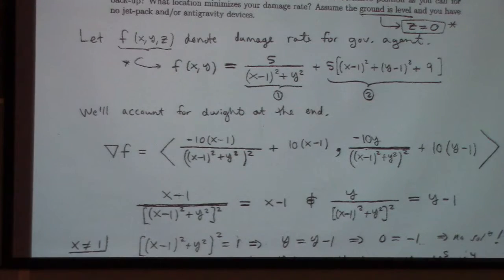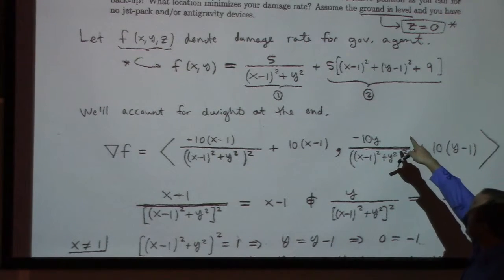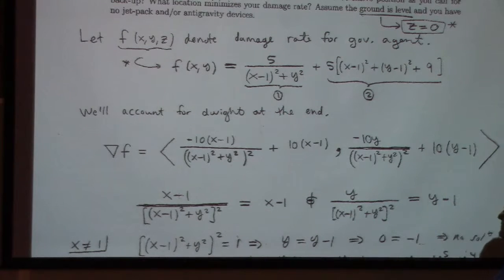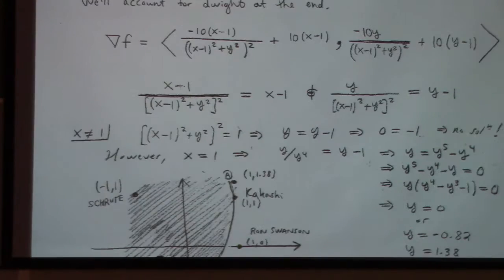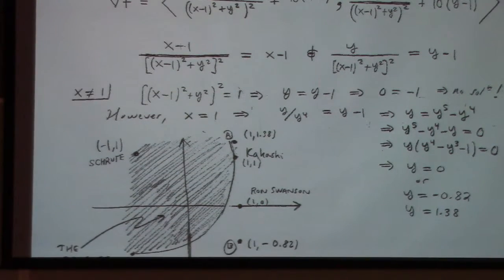So what I have to do is come up with a formula, right? First of all, forget about Schrute. It's kind of a discrete thing, right? He's either inflicting damage on you or he's not. So just set him aside and consider Swanson and Kakashi. Swanson's got the first term and Kakashi's the second, and then I just have to minimize that function. So I look for critical points, and what do I find? I guess I find no critical points.